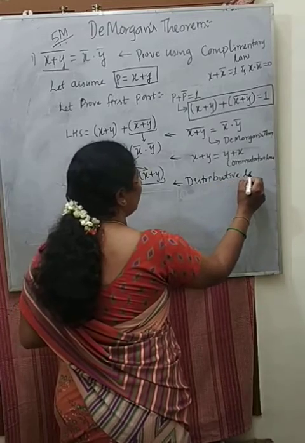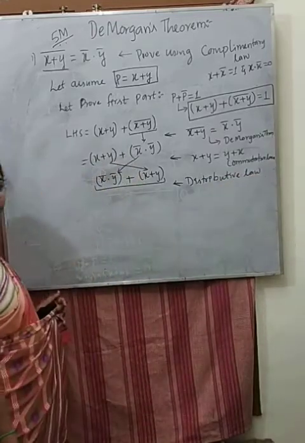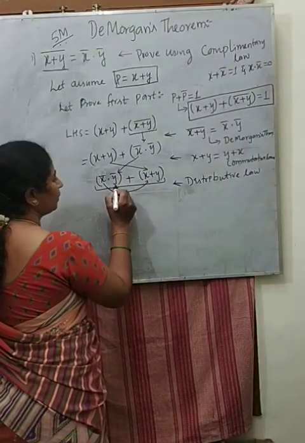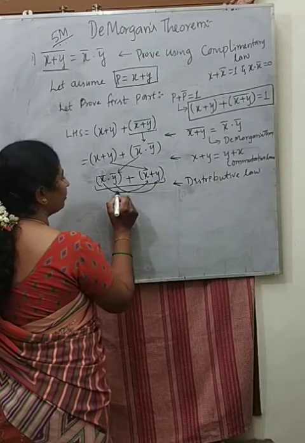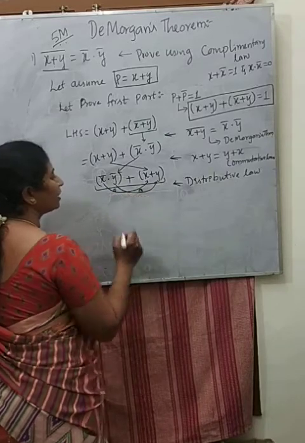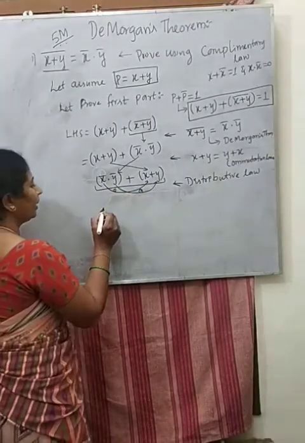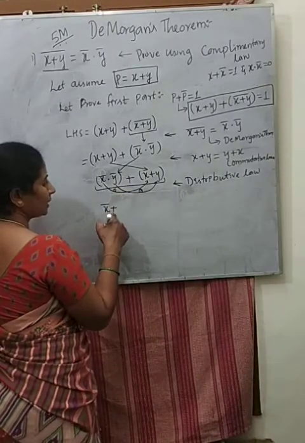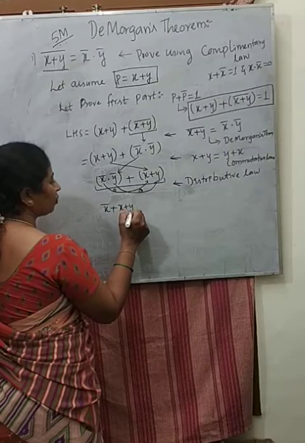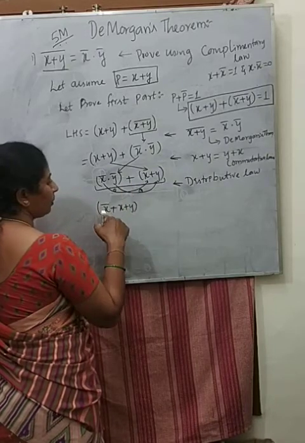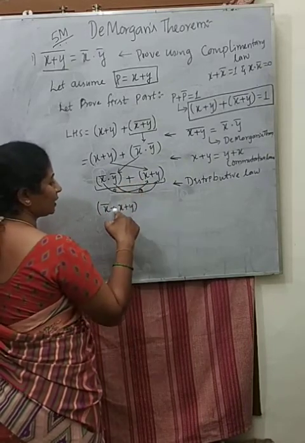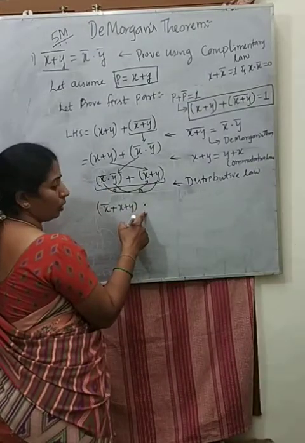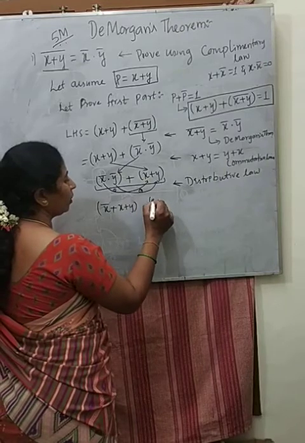Distributive law. Apply now the distributive law. X into the complete term, y into the complete term. This is your first term, this is your second term. What will you get? X complement plus x plus y. X complement plus x plus y, the entire term as it is. This dot gets out.